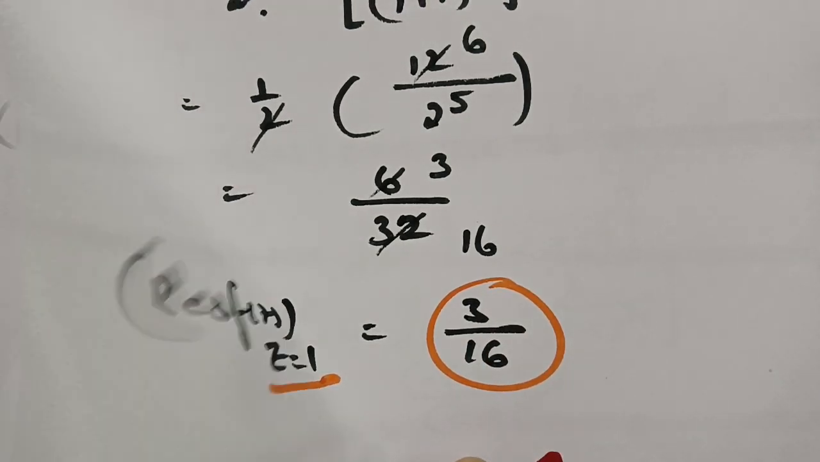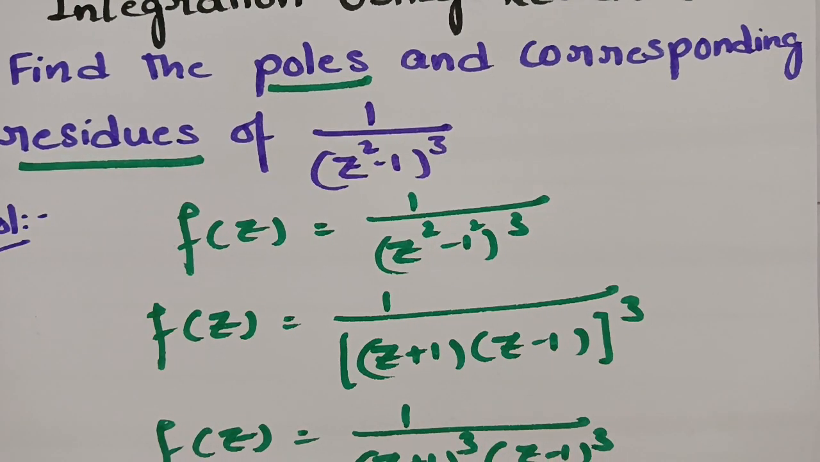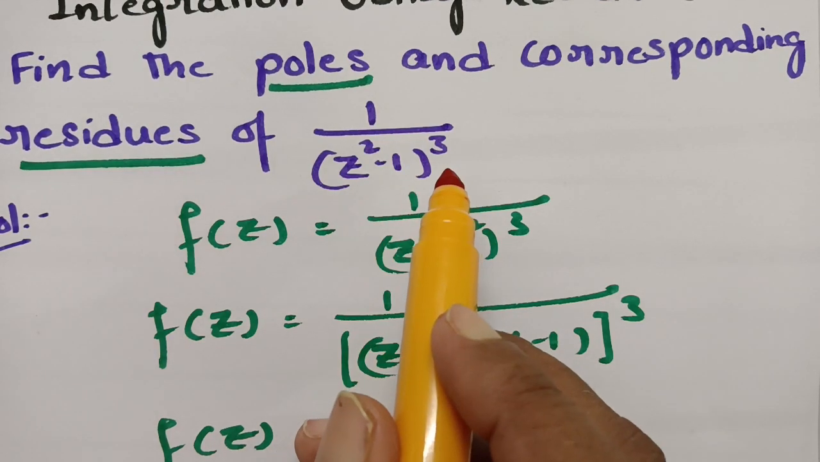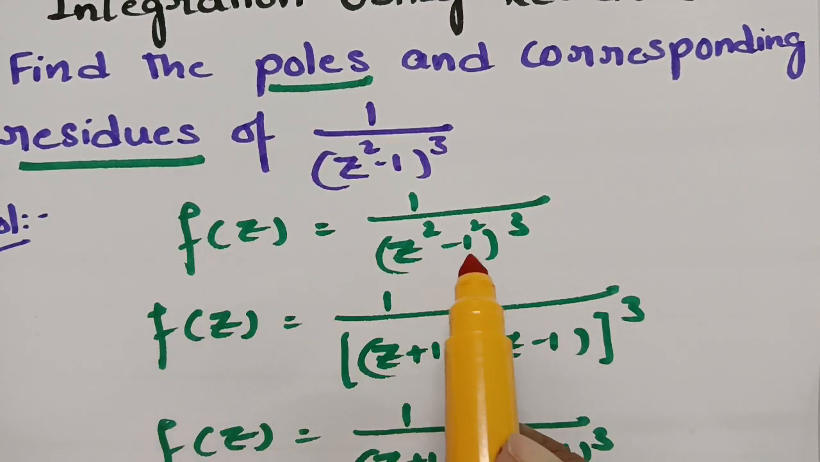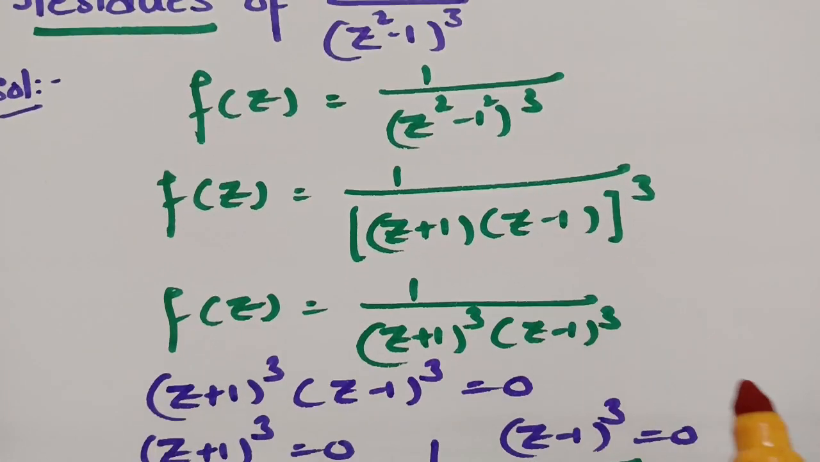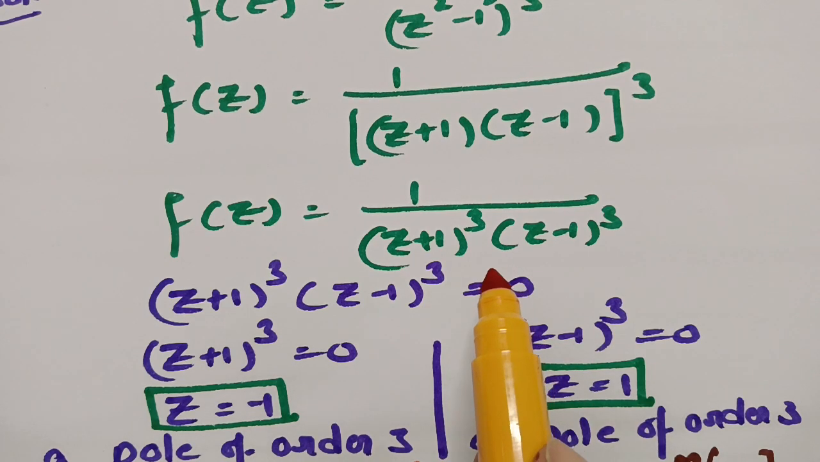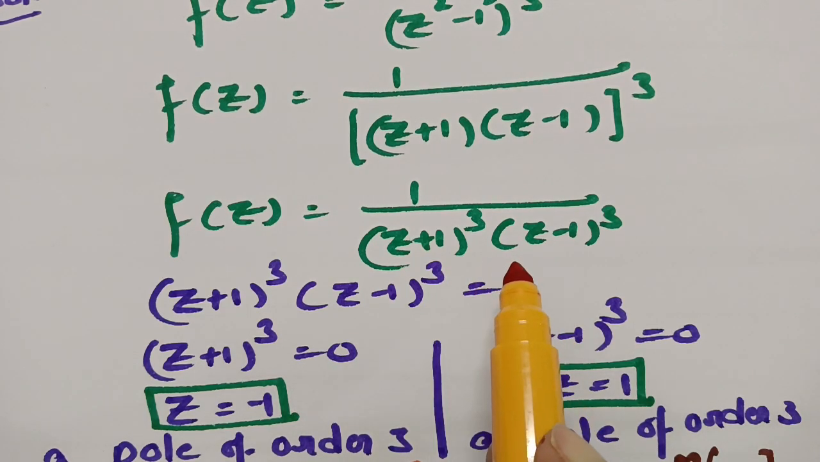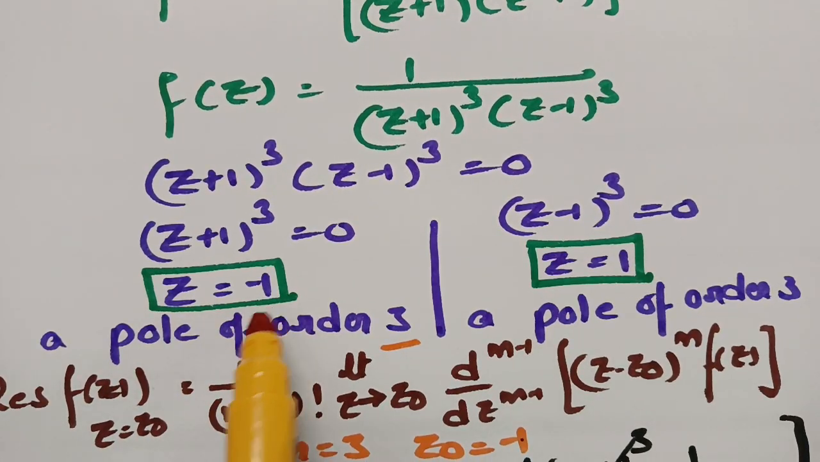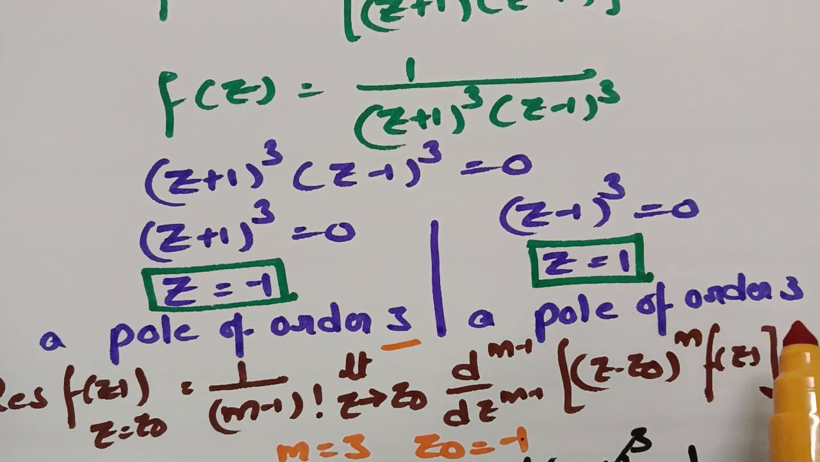So let me explain you once again. See here, the question given here is we have to find the poles and corresponding residues of the function 1 by z square minus 1 whole cube. So here we have to take f of z as this one. So this can be written as a plus b into a minus b, that is z plus 1 into z minus 1. So again, if we want to find the poles, we have to equate the denominator to 0. After equating, we got the pole value as minus 1, which is of order 3, and pole value as 1, which is again of order 3.